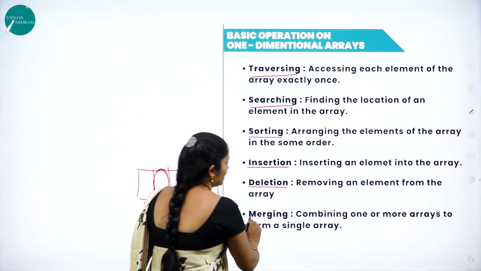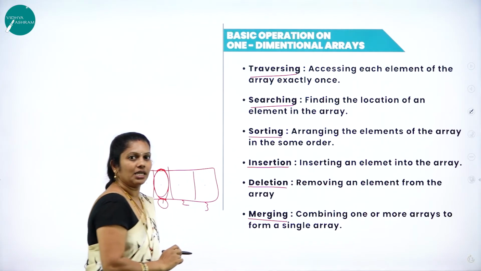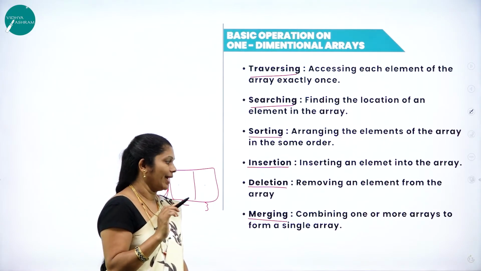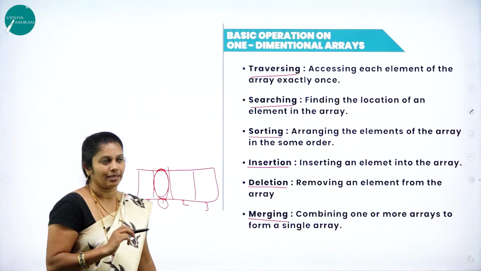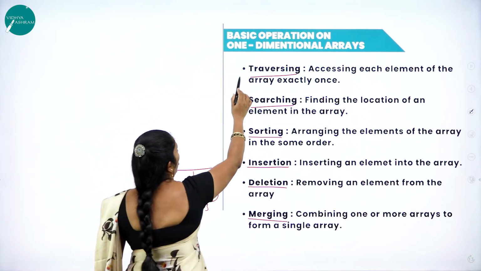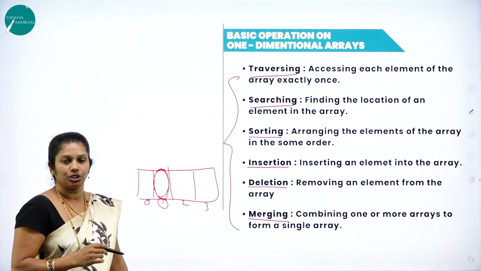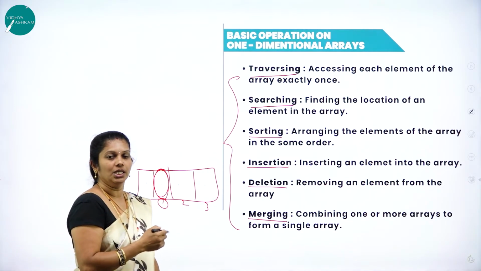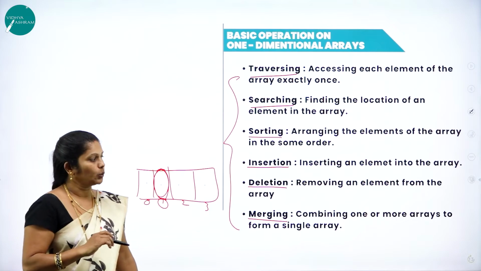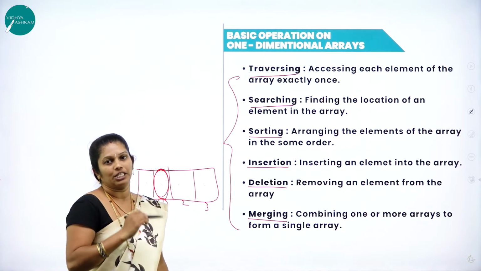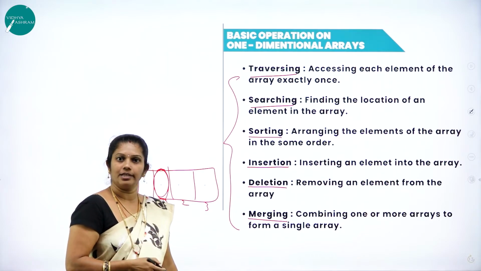And the next one is merging. Merging is a process of combining one or more arrays to form a single array. These are the operations we can perform on a one-dimensional array. This is a very important question. Usually, you will get this question for 5 marks. Then you have to mention all the operations and explain them one by one. Now, is it clear for all of you?